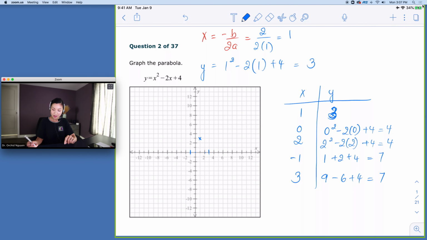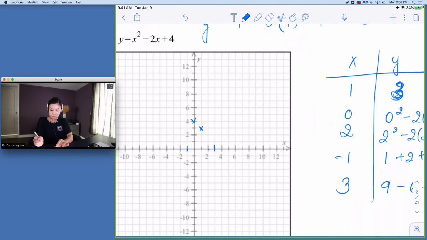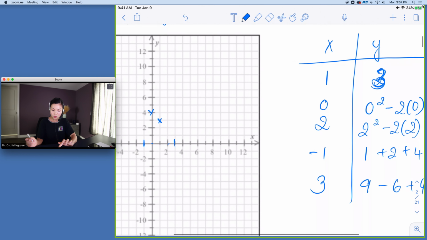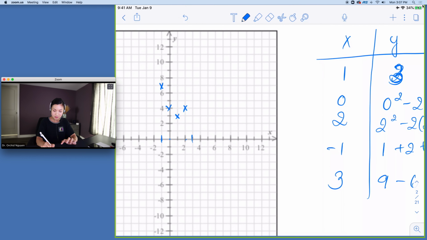So we have all 5 points, and that's good enough. So we have (0, 4) and (2, 4). And we have (-1, 7), and then (3, 7) also. And then you can graph. And that's the parabola.